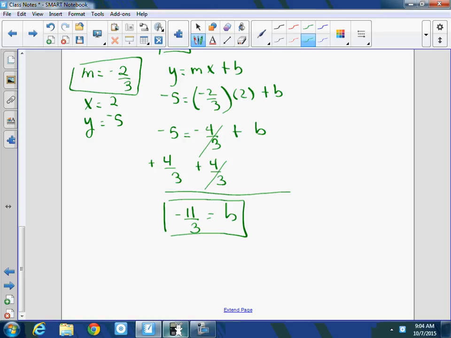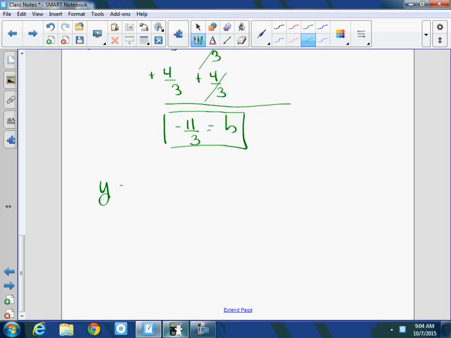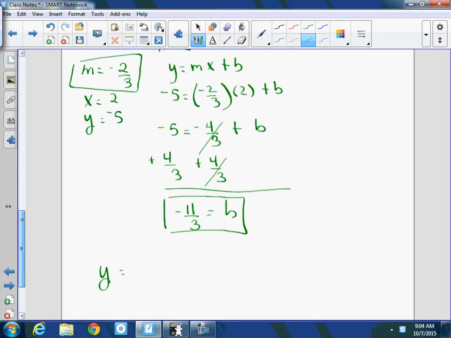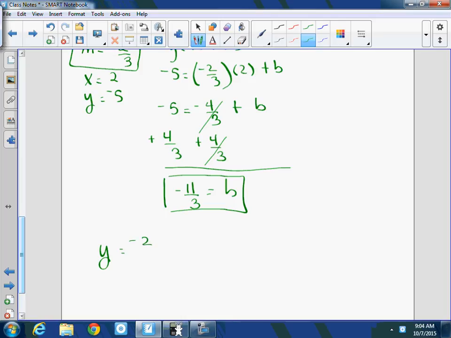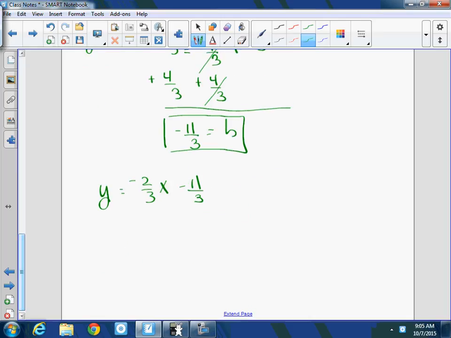y equals mx plus b. Let's plug it in. Very good. So we're gonna plug it in. y equals, what was my M? -2/3 x minus 11/3, right? Now I need it in standard form, which means the y and the x need to be on the same side of the equation. Plus 2/3 x. So y plus 2/3 x equals -11/3.